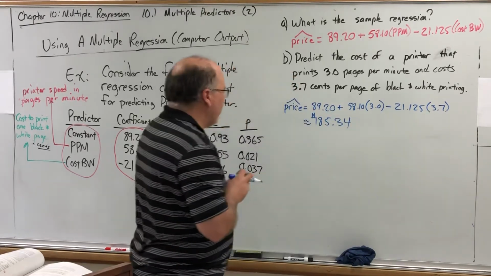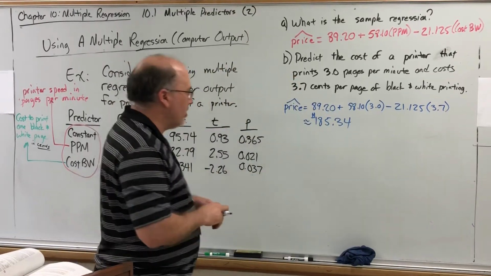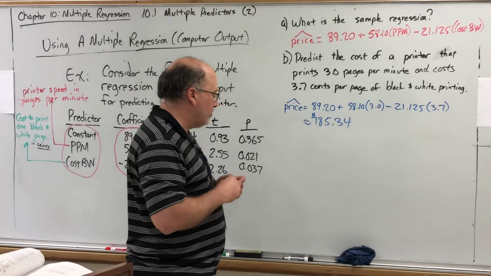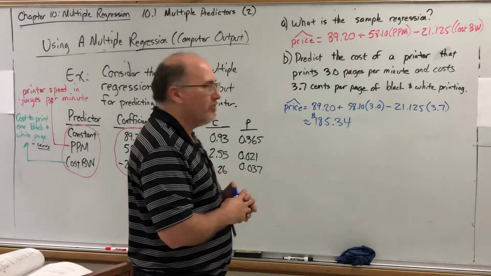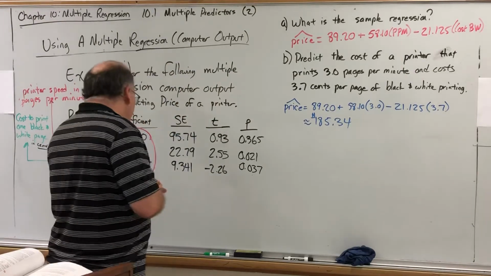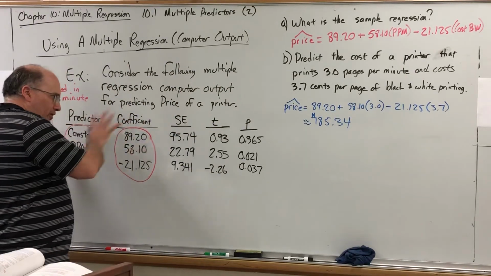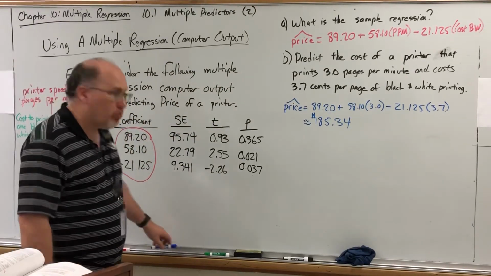So we predict that on average, a printer with these characteristics would cost $185.34. In the next video, I'm going to recycle this computer output, but we'll just change what we're going to do with it.